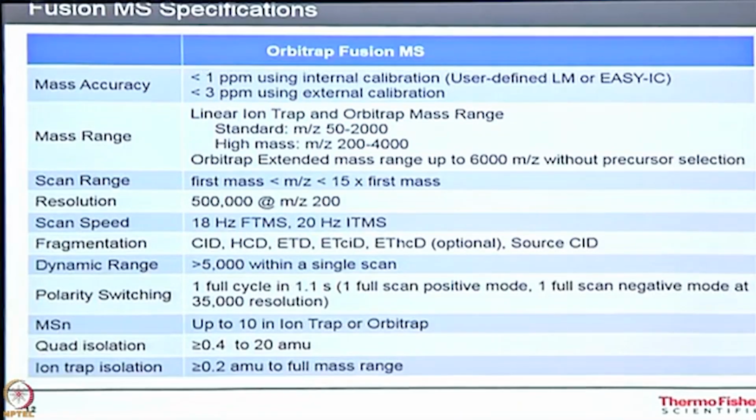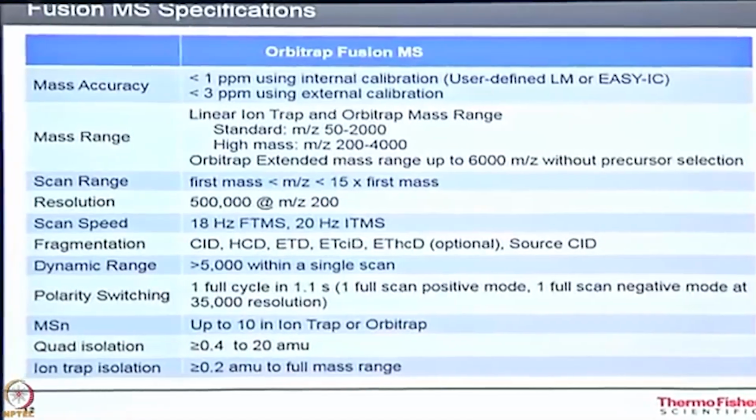Okay, now come to the specification of the Fusion Orbitrap. First is the mass accuracy. Mass accuracy is less than 1 ppm with internal calibration, and less than 3 ppm with external calibration. So what does it mean by external and internal?